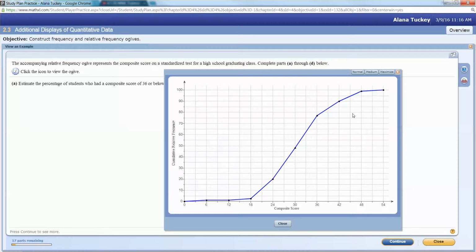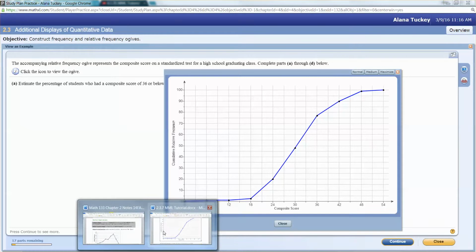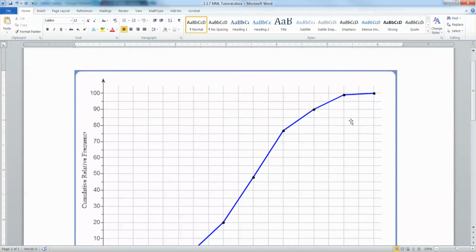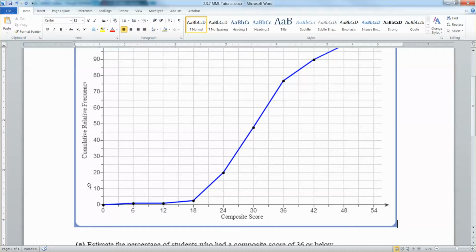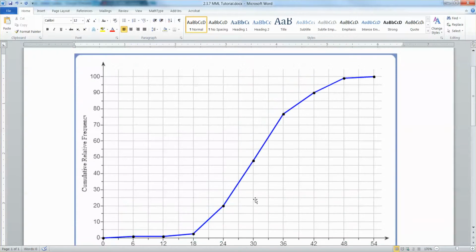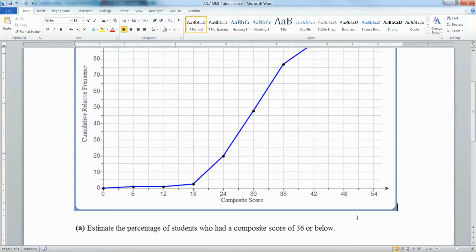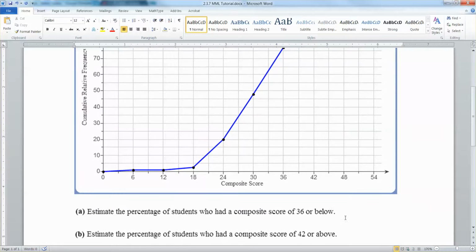Okay, so we have this lovely ogive right here, and then it's going to ask us a whole series of questions about it. To make things a little bit simpler, I put this in a different document so that we could look at it all at once. So here's the ogive right here. This is the cumulative relative frequency on the vertical axis, and the composite score is on the horizontal axis. Now we're going to estimate the percentage of students who had a composite score of 36 or below.